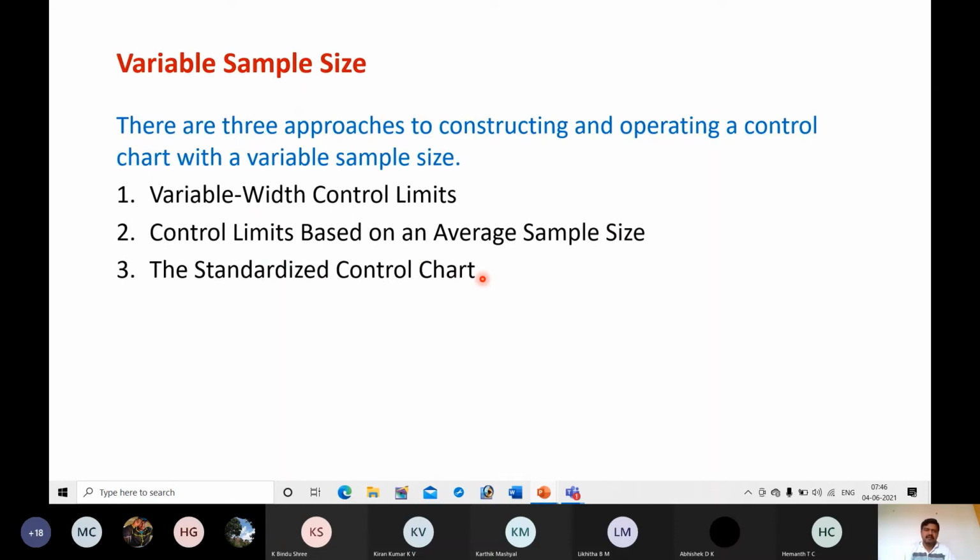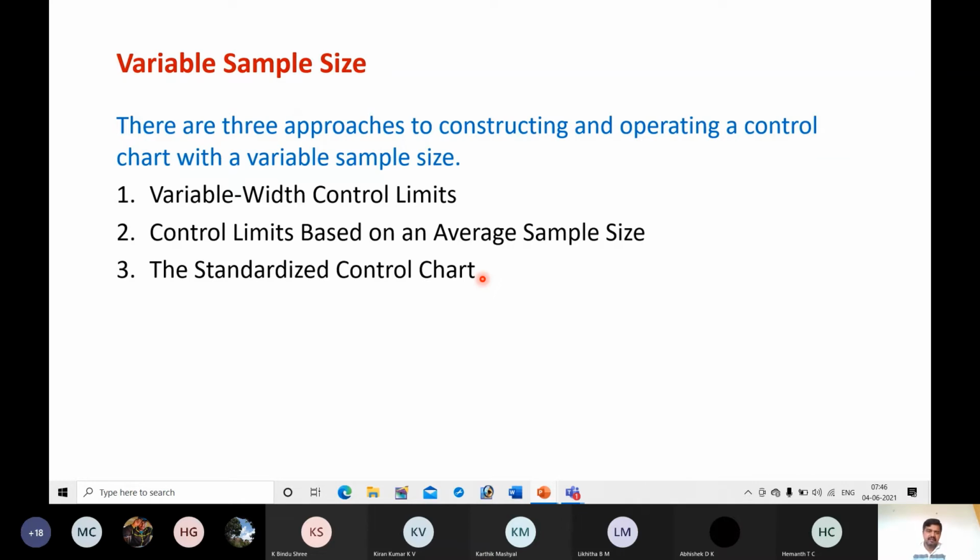So there are problems where you may be having variable sample size. That means the samples which you are going to collect after a particular time period will not be constant. For all previous control charts which we have plotted, the sample size, lowercase n, was constant.